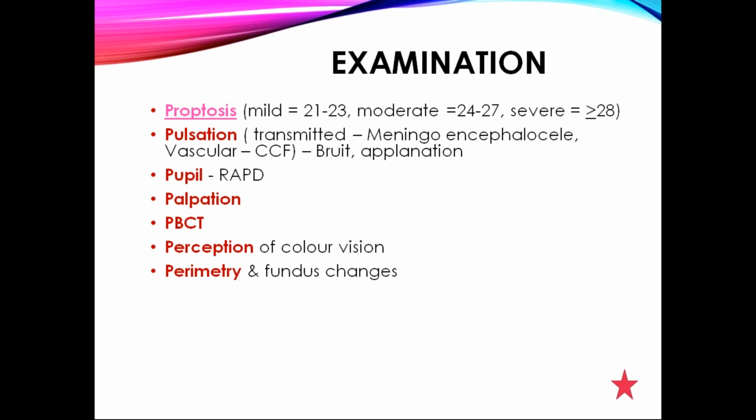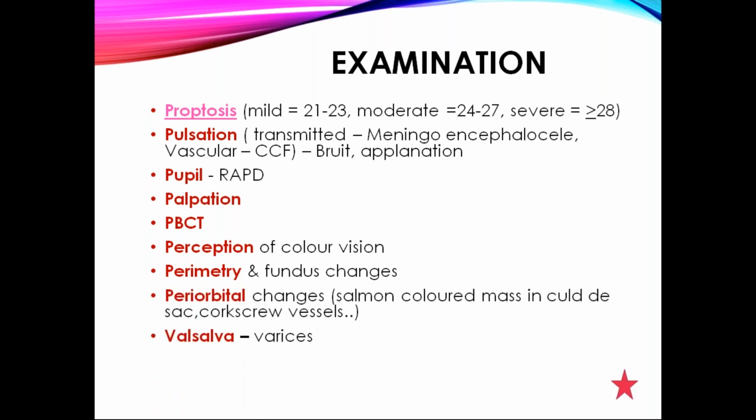Next is perception and color vision, perimetry and fundus changes. All these are nothing but optic nerve function tests and macular function tests. You have to evaluate the fundus, do a perimetry, and check how the color vision is. All these things will tell us the status of the optic nerve, whether the optic nerve is functioning normally or not. Then the next one is periorbital changes. Periorbital changes is what is happening around the orbit, whether there are changes like a salmon colored mass in the cul-de-sac or corkscrew vessels. These are seen in a few conditions which have to be identified.